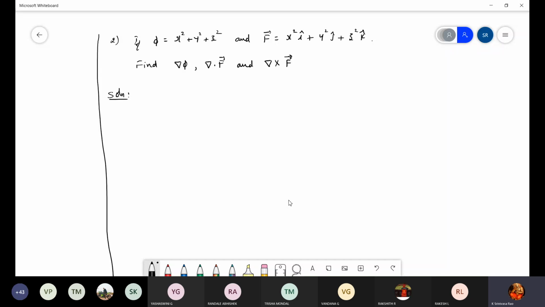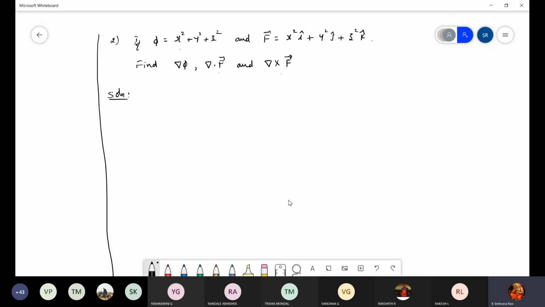What is first one? Yes, first one is gradient. Gradient only for phi. Okay, only for the scalar. And divergent and curl are for the vector. F is given, no? So first component, second component, third component.